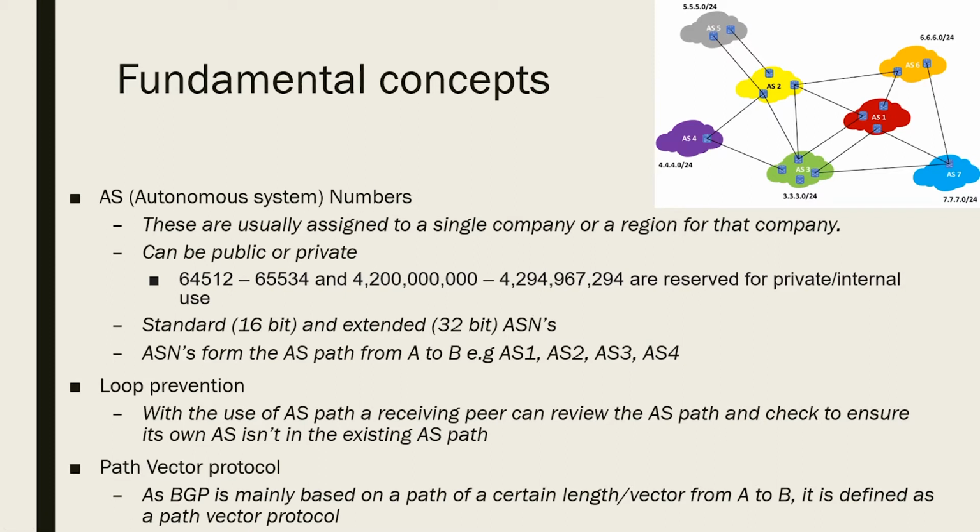But in theory, what it says is that if you receive a prefix with an AS path that includes your own AS number, you're going to ignore it. And that's a very key fundamental inside BGP to prevent those loops.